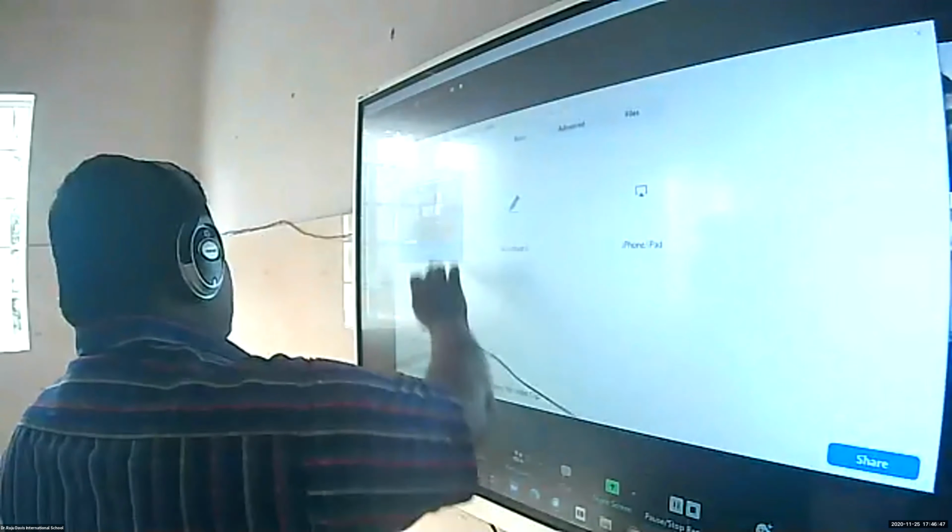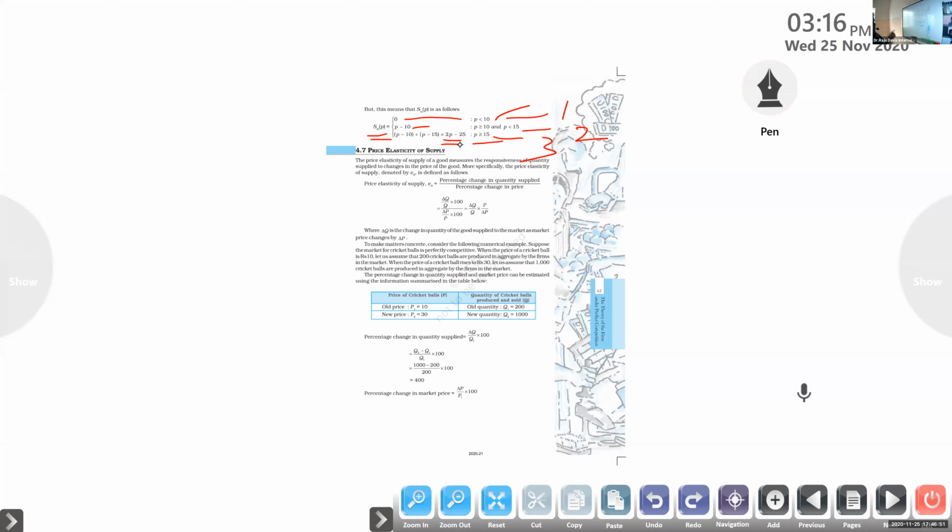Anyway, keep that in your mind. This is an important application for you people. For the examination, numerous questions will be asked from this chapter, so a number of mathematical explanations are there. Now we are moving towards price elasticity of supply.